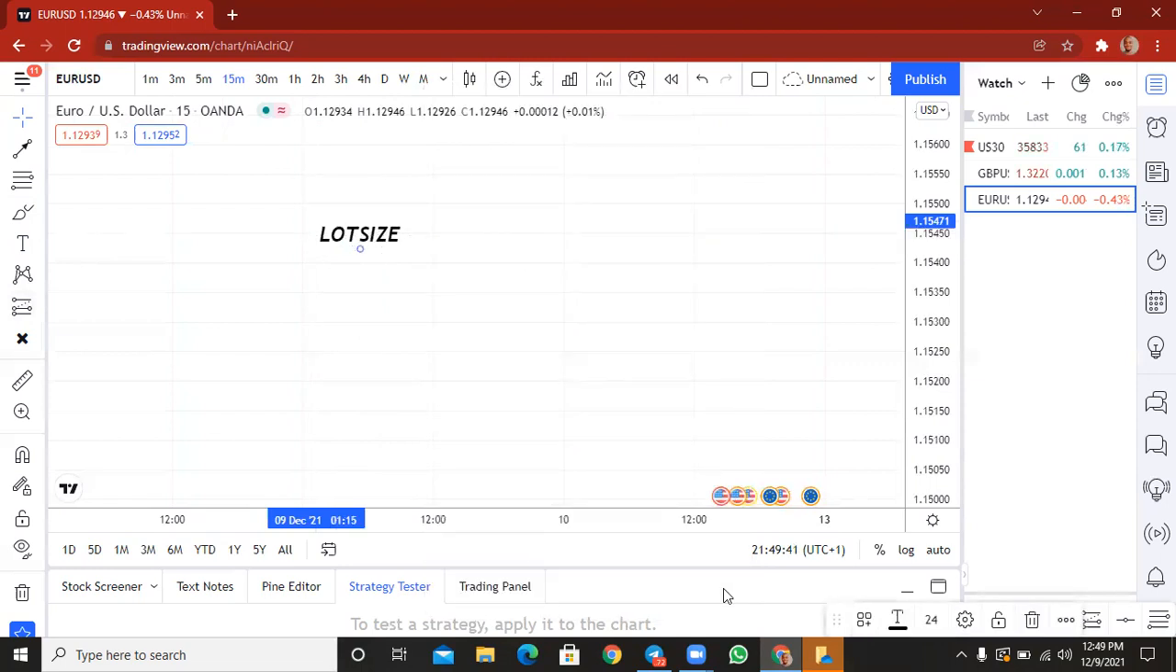Now, the term lot size is a financial term in the forex market. As you can see, it sounds like size. What could this mean? Simple. I'm going to explain it with normal everyday life so you can get this very easily. Lot size is synonymous to quantity in real life.